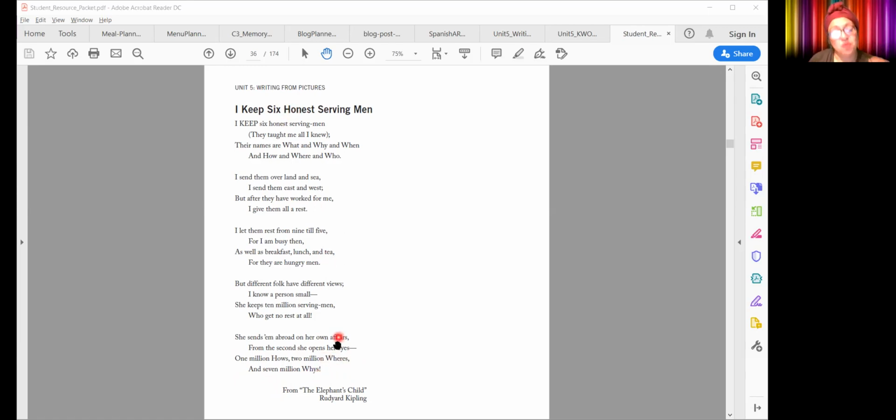Now, this is a poem written by Rudyard Kipling. He's a famous author from a long time ago. He wrote poems and stories. Very entertaining stories, actually. And one of the stories or books I think that he wrote was The Elephant's Child, and it included this poem. So this poem talks about 6 honest serving men. Now, who do you think is talking about these 6 honest serving men? Who do you think is talking? Would you think it's a young person or an older person?